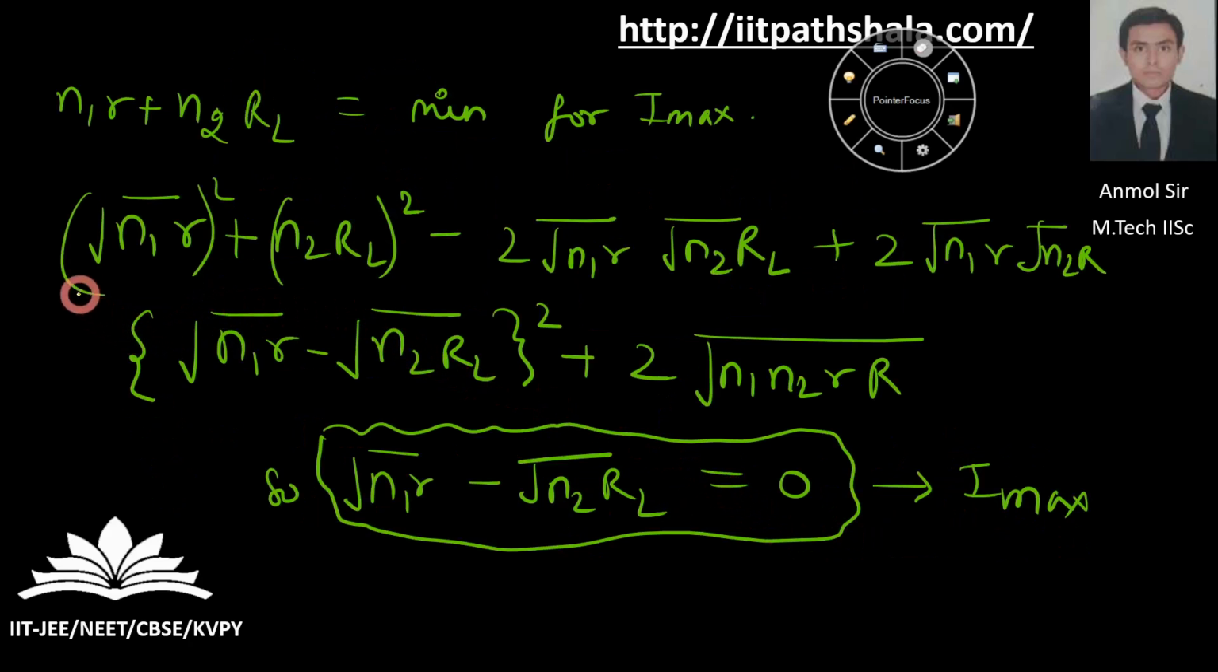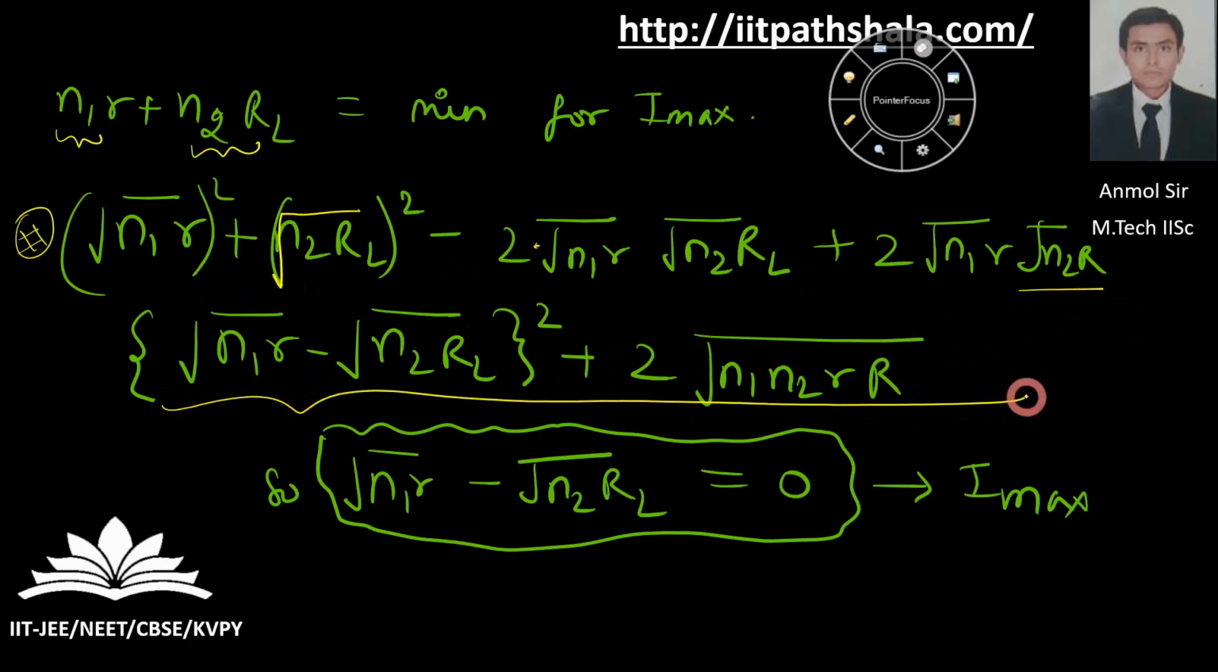Okay, so you will be knowing how to make a perfect square. If you don't know, please watch the following expression. So I have made a perfect square over here. I have taken the square root of this term and this term, squaring them and subtracting both of them with the equivalent 2 into under root n1r and under root n2rl, and adding 2 into under root n1r under root n2r. Okay, now afterwards I'll be getting an expression like this over here.